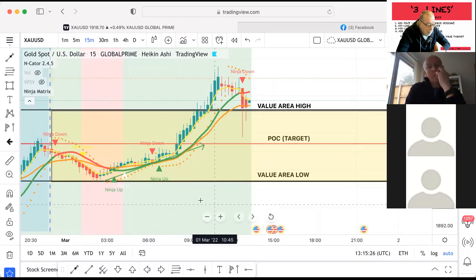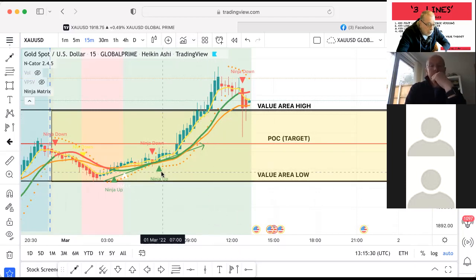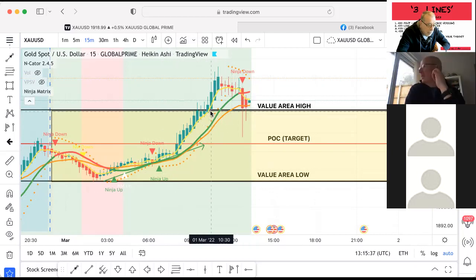Reassessing. We've still got the Ninja Matrix green. We've still got the Ninja up. We haven't got a Ninja down until this point here. So we're still in a Ninja up. And we've still got, at this point, substantial gap between the 13 green MA and the 5 yellow MA. So it's looking very strong to continue in a buy. So I would have got in again at that point.